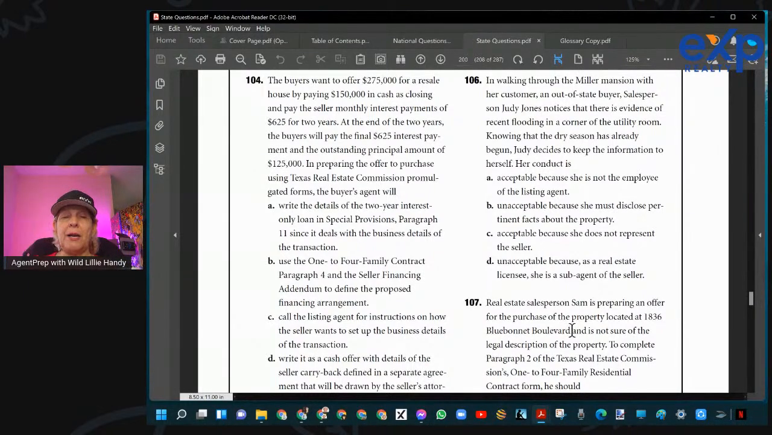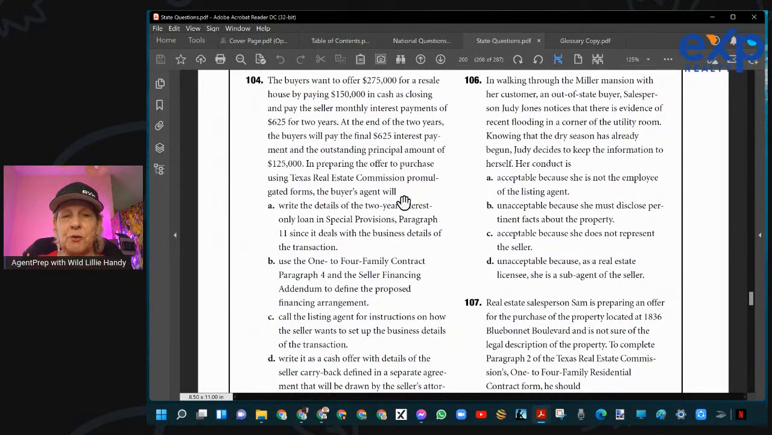So here you have a buyer willing to offer $275,000, putting down $150,000 cash, and then offering to pay the seller $625 monthly interest payments, interest-only payments for 2 years. At the end of the 2 years, they're going to pay the $125,000 principal amount, right? Because they only paid interest. So which one would it be?